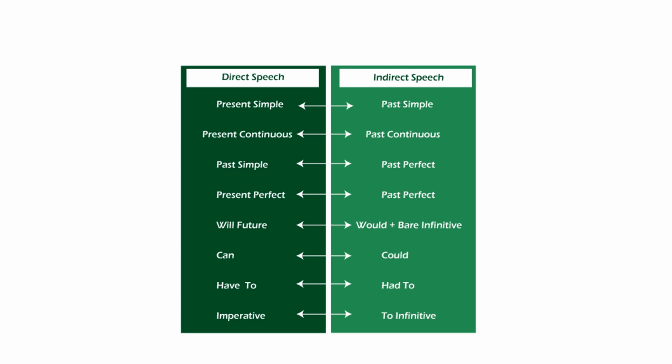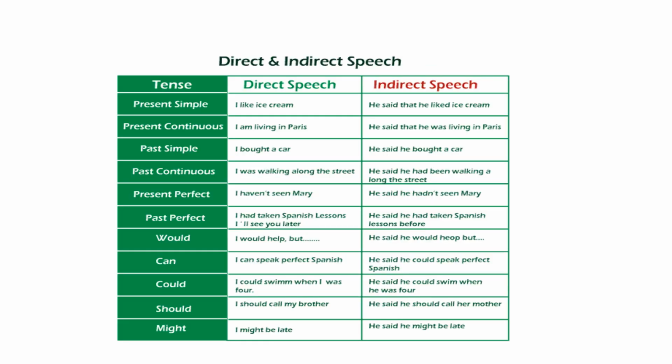What is bare infinitive? Bare infinitive is the first form of the verb. So can will be changed into could, have to will be changed to had to, imperative will be changed to to-infinitive. So over here you can see we have different examples with the tenses which are shown. In the simple present you can see, "I like ice cream." He said that he liked ice cream. It is an indirect speech. In present continuous you can see, "I am living in Paris." He said that he was living in Paris.